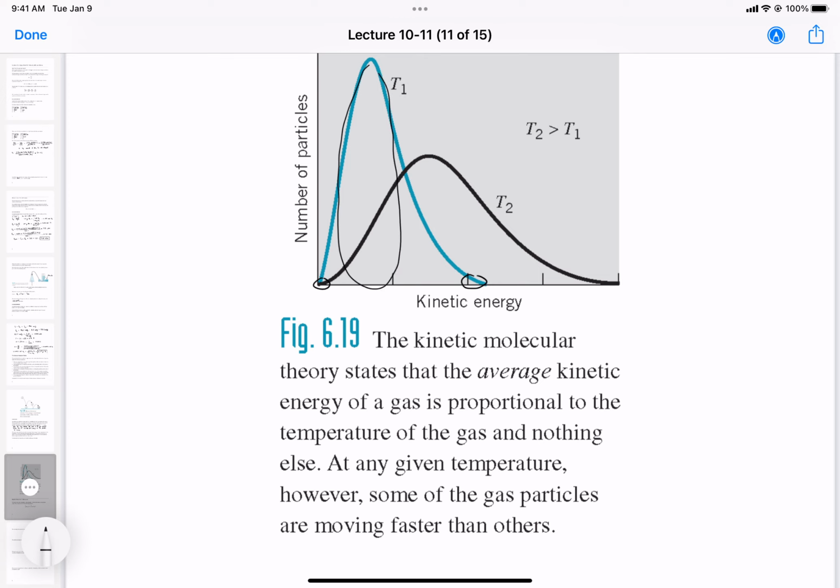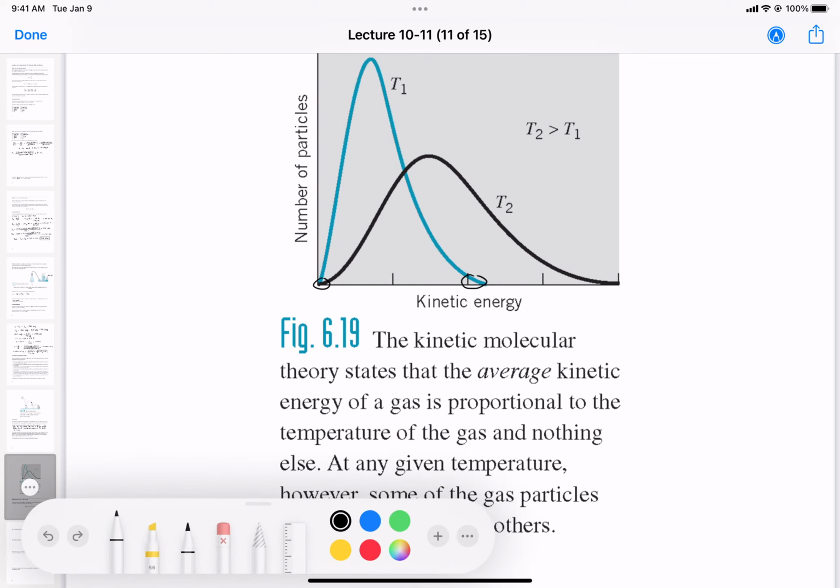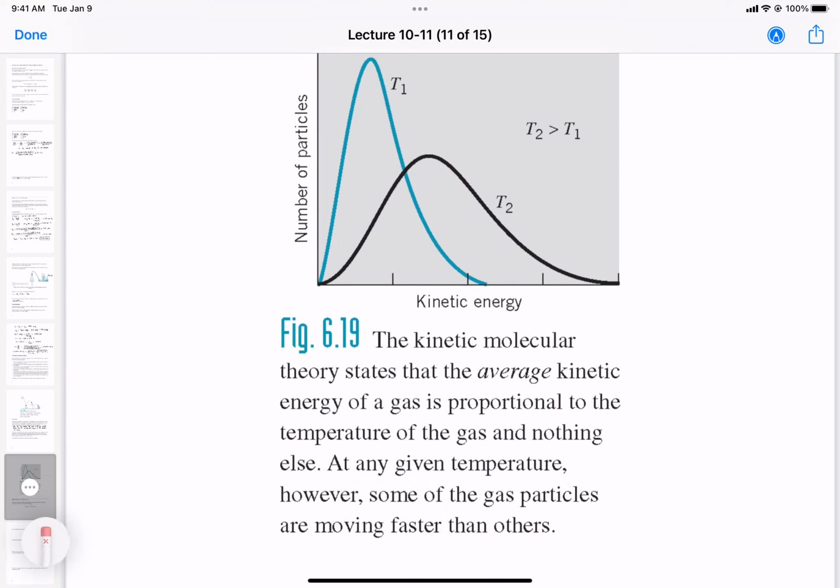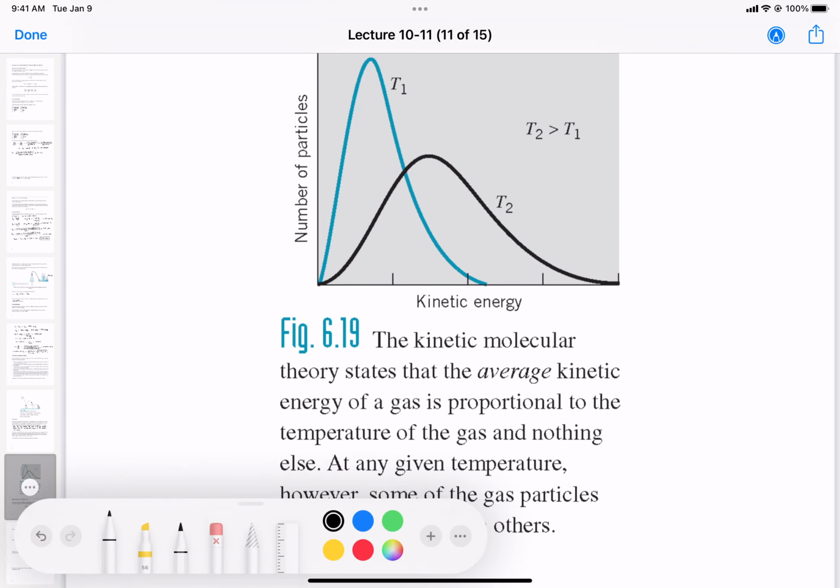Right here. Okay? But as we increase the temperature, now more molecules are going to have more energy, so the curve broadens out. This is what we call the Boltzmann distribution of kinetic energy. At lower temperatures, your curve is going to get much more defined and much taller.